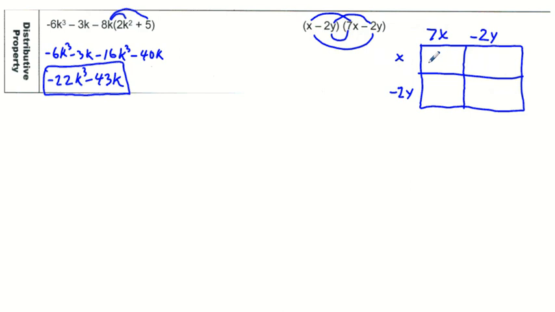So on this upper left, we have 7x squared. In the upper right, we have minus 2xy. And in the lower left cell, we have negative 2y times 7x, we're going to get negative 14xy. And in the lower right, we're going to have negative 2y times negative 2y is going to be 4y squared. And the last thing we're going to do is combine the like terms. So our answer is going to be 7x squared, and then we have negative 14xy minus 2xy is going to be minus 16xy. And then we have plus 4y squared.